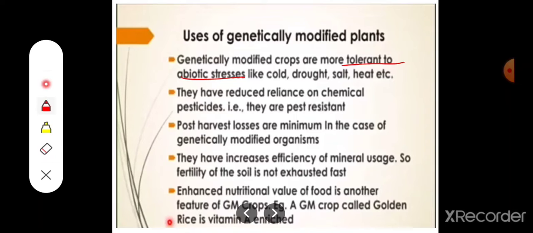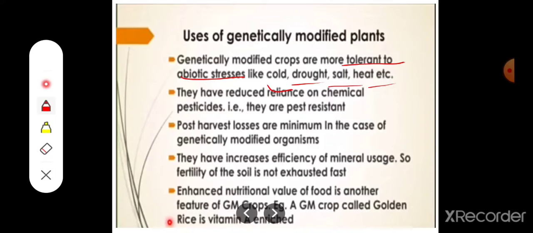Now let us see the examples of these abiotic stresses. These stresses can be cold, drought, salt, heat, etc. They are able to withstand the cold season, and they are able to withstand heat. Even if there is drought, with the available water they are able to grow, and they are resistant to salt also.